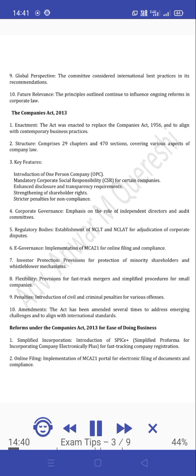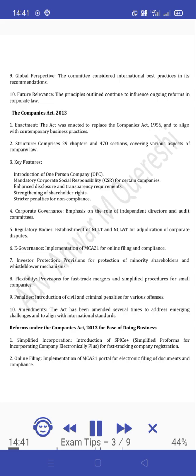The Companies Act, 2013. 1. Enactment. The Act was enacted to replace the Companies Act, 1956, and to align with contemporary business practices. 2. Structure. Comprises 29 chapters and 470 sections, covering various aspects of company law. 3. Key features. Introduction of one-person company (OPC). Mandatory corporate social responsibility (CSR) for certain companies. Enhanced disclosure and transparency requirements. Strengthening of shareholder rights. Stricter penalties for non-compliance.